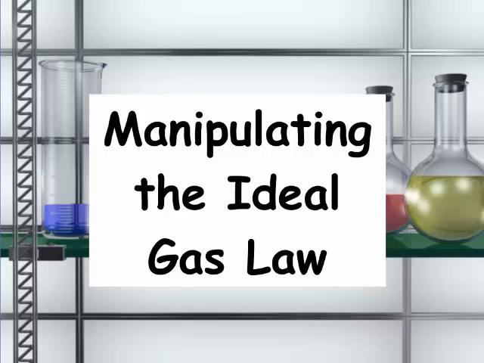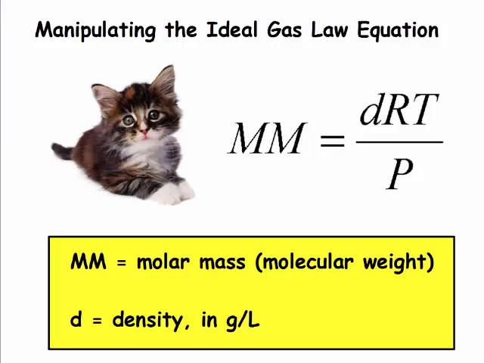Manipulating the ideal gas law. Sometimes we need molar mass or density, in which case, using the rearranged gas law equation, MM equals dRT over P, makes your life easier without having to rearrange each time. To remember your equation, you can think molar mass. So if you just put 1 M, it makes more sense.